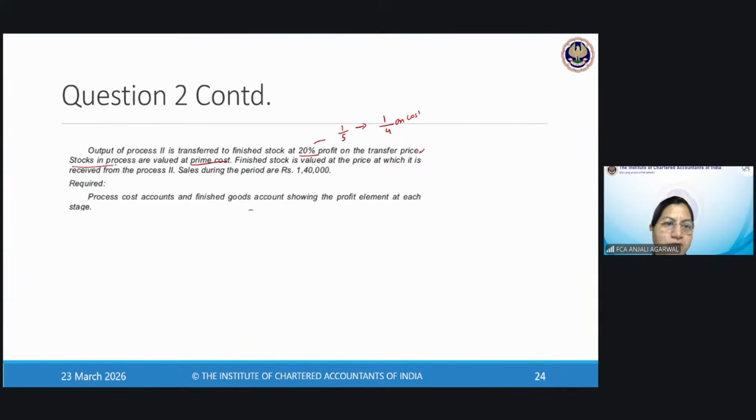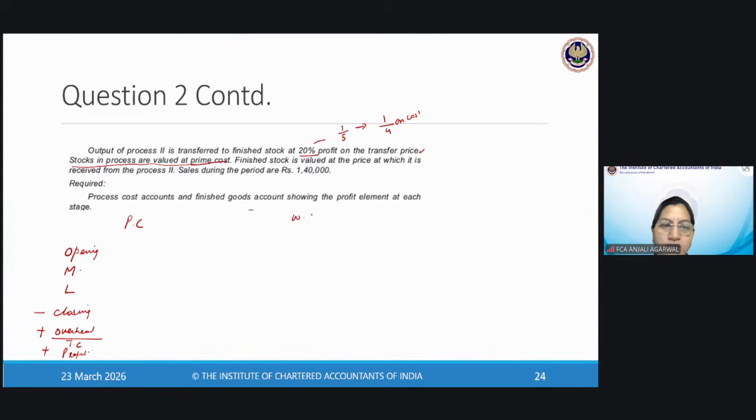So when you are doing a question on inter-process profit, it's very important that you see that the stock should be valued at either prime cost or at works cost. So what should be your order? Basically, if the stocks are valued at prime cost, you write opening, then you add material, then you add labor, then you subtract closing stock, then you get a total, then you add overheads. Once you add the overheads, you will get total cost. On this, you add your profit.